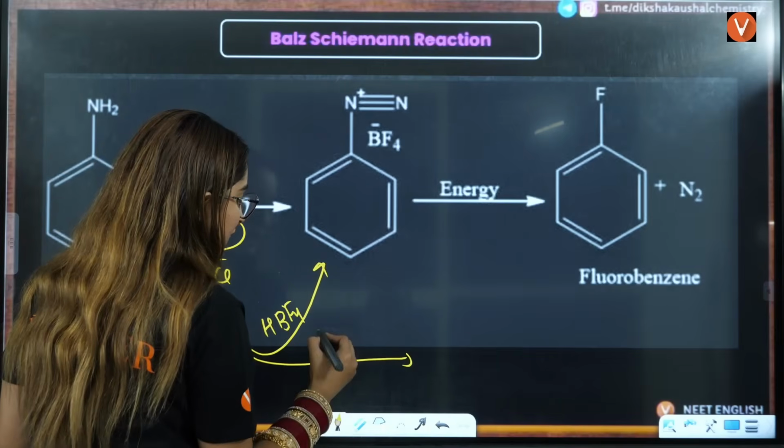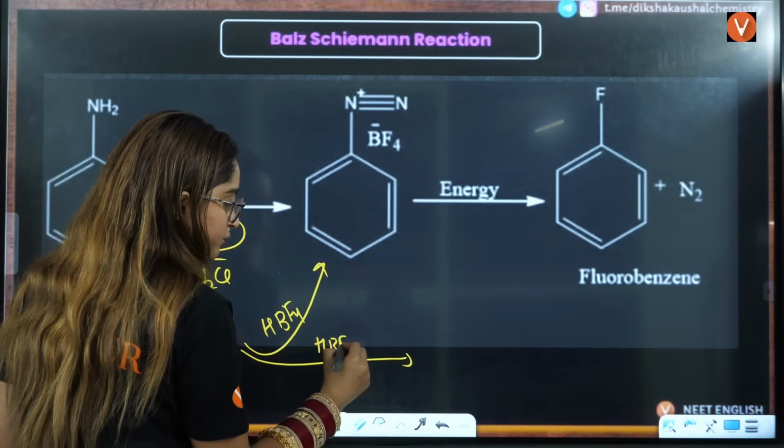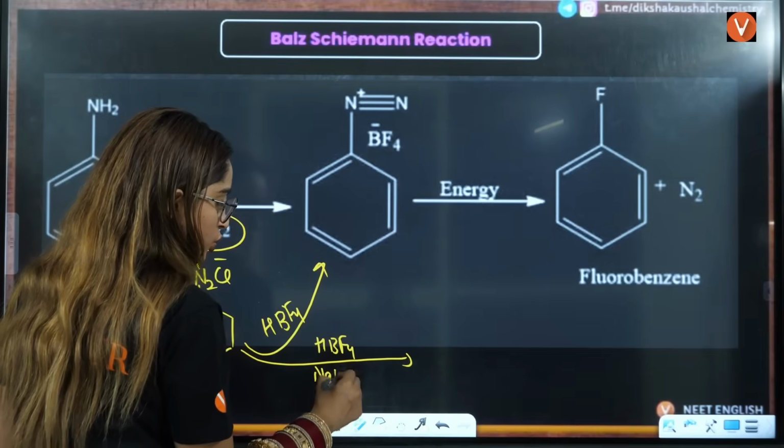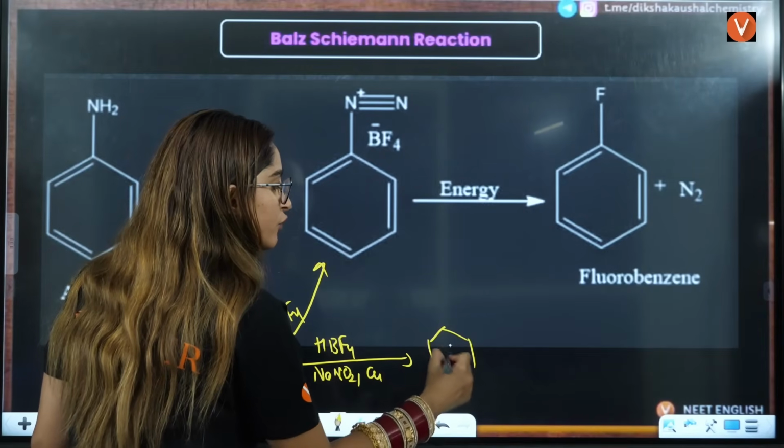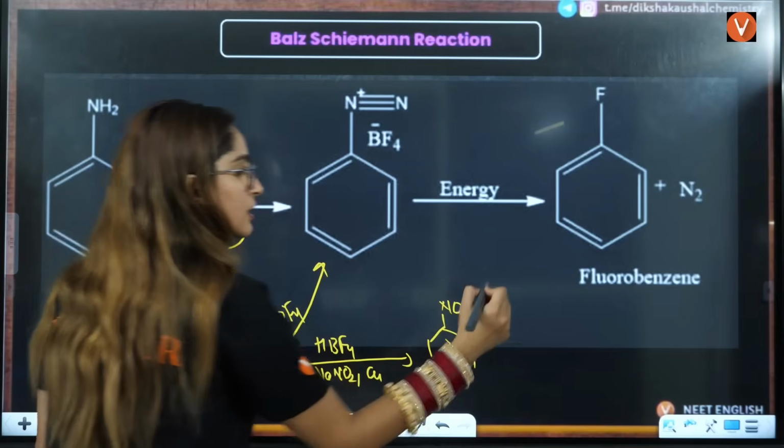But if you add HBF4, then you add NaNO2, then you add copper, then here you will have the formation of nitrobenzene.